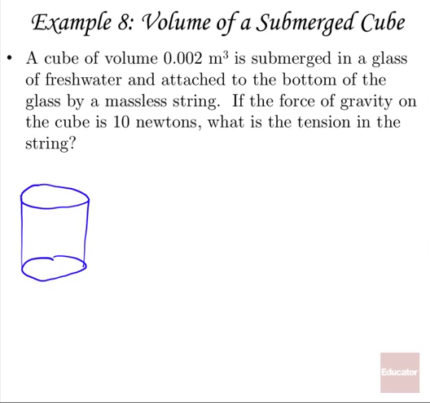There it is, and somewhere in the glass we've got our cube. And it is attached by a string to the bottom there. And we've got some sort of fresh water in our glass. All right, free body diagram again. Here we have our object. We've got its weight, mg, down. We've got the tension in the string down, and we've got the buoyant force up.